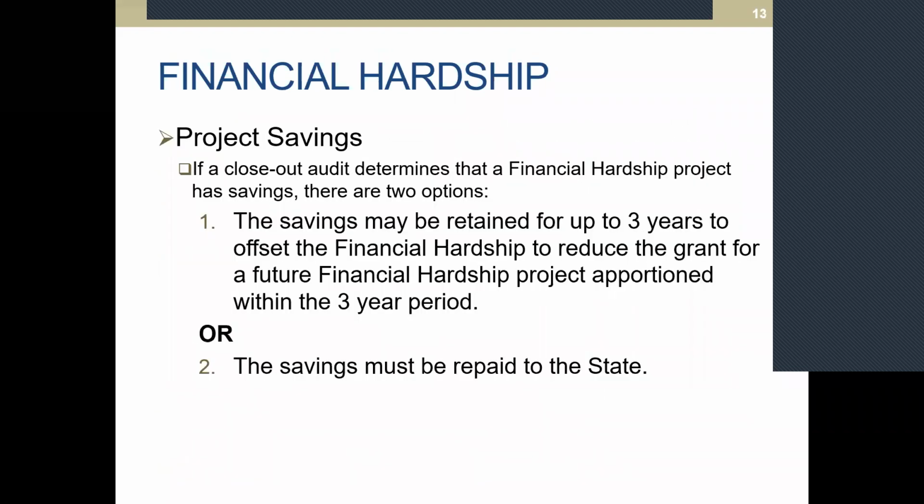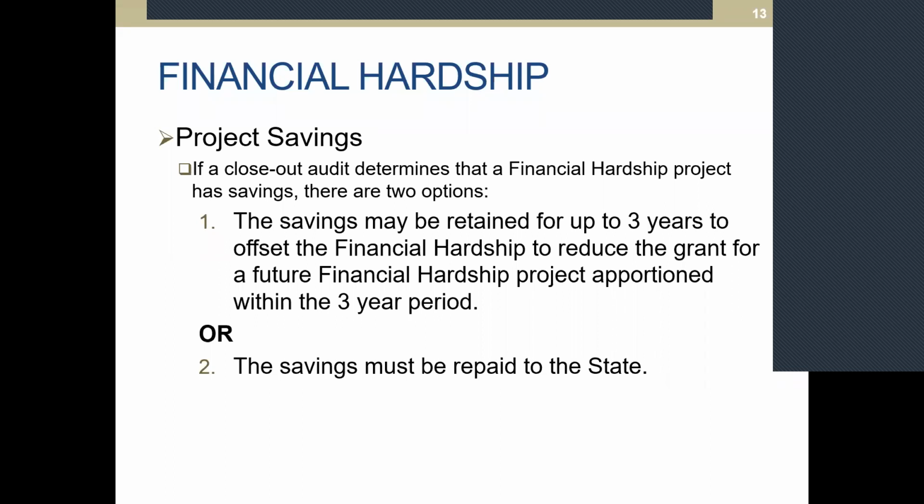Okay, project savings. If financial hardship closeout determines that a project has savings, then there are two options for how you treat that savings. The savings may be retained for a period of up to 3 years to offset the financial hardship apportionment of a future project that comes along within that 3-year period, or the savings can be repaid to the state when the project that generated the savings is closed out.